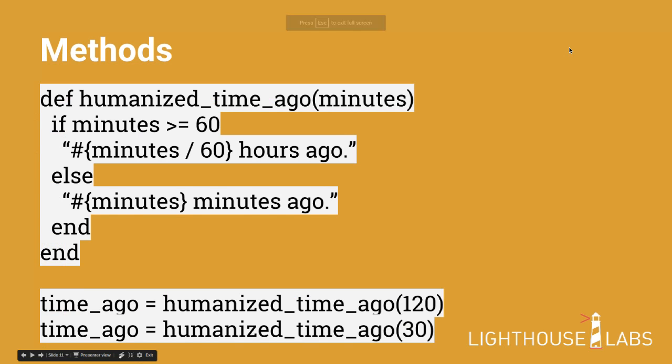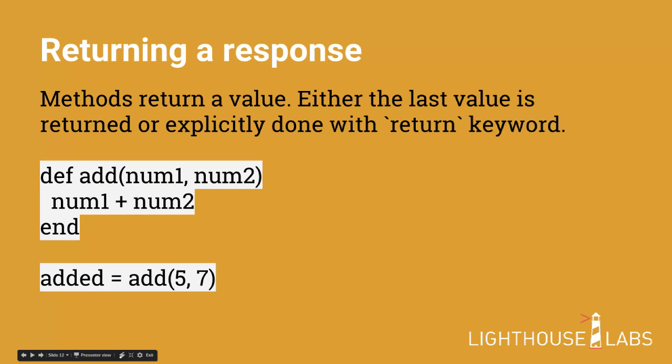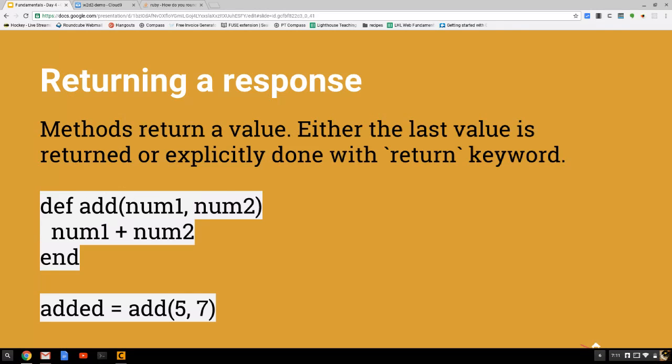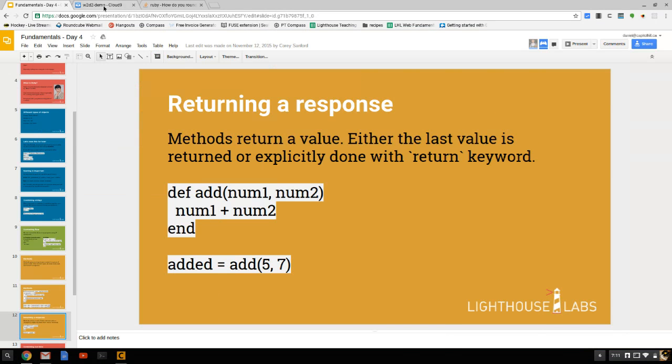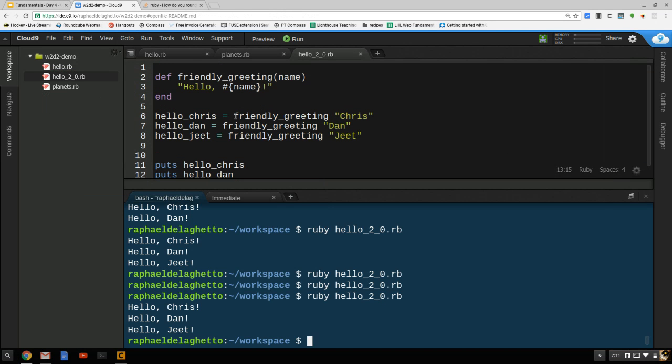So here we return this response. Now with Ruby, the last line to be executed is the line that gets returned to the calling context. And you see that here. The last line to be called in friendly greeting is also the first line. First line, last line.